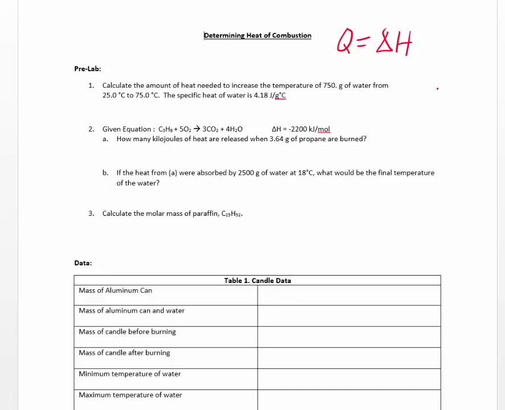So look at number 1. Calculate heat needed. This just looks like there's a mass, there's a temperature change. It gives me a specific heat. This is set up for Q = mcΔT. Okay, then 2 is a different problem. 2A and B is a separate problem. Oh, look at what you have. Balanced equation, and you have a ΔH.